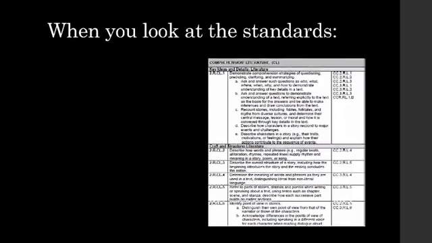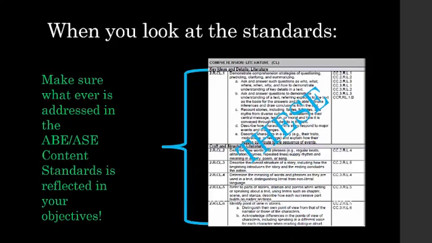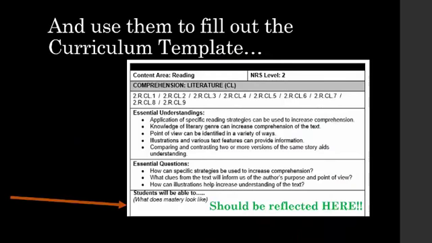And when we look at the standards, and this is a screenshot of the comprehension and literature standards for this domain. These are the actual ABE, ASE content standards. And when we look at these, we need to make sure that whatever is addressed in the ABE, ASE content standards is also reflected in any objectives that you write.